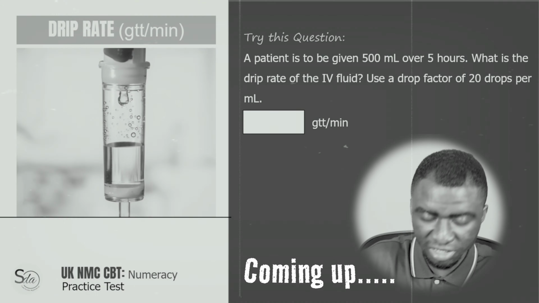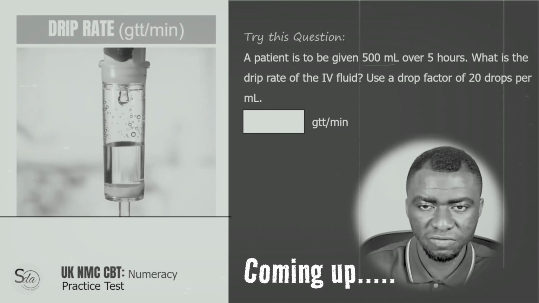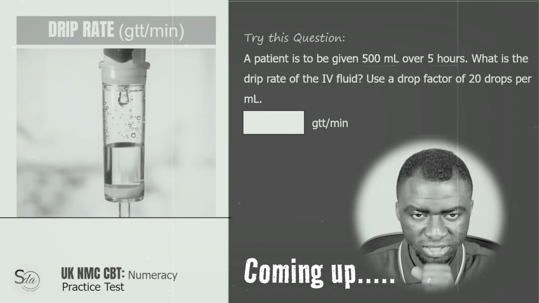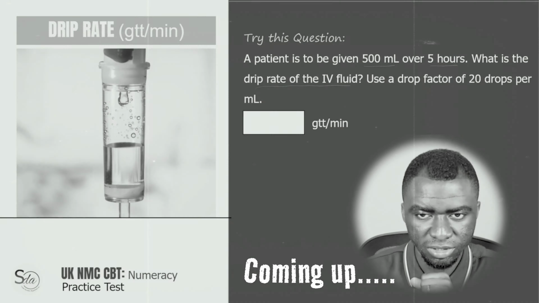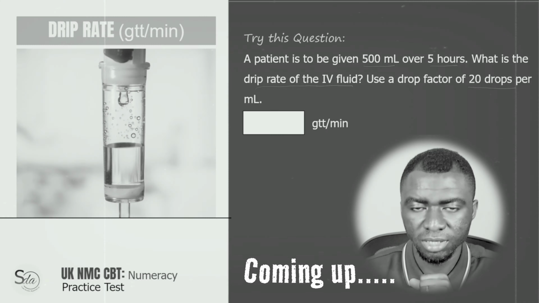Patient is to be given 500 ml of medication over 5 hours. What is the drip rate of the IV fluid? Use drug factor 20 drops per ml.